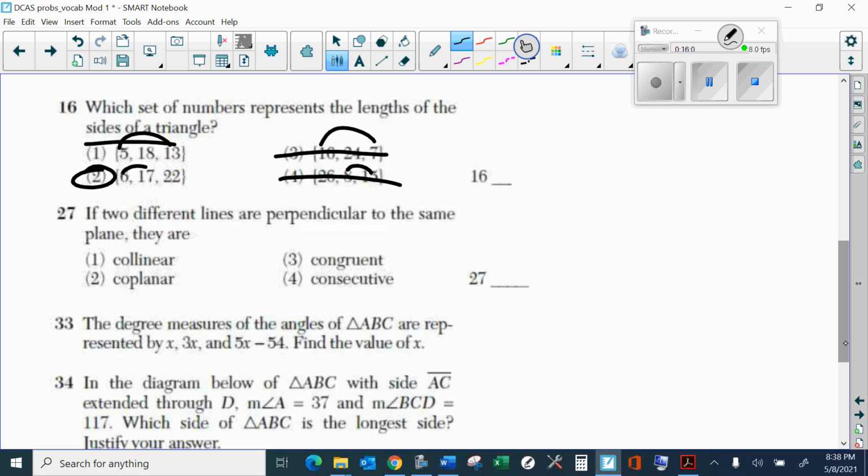If two different lines are perpendicular to the same plane, they are not consecutive. The lines can't be congruent. They're different lines. Collinear means same line, so that's easy. So it's going to be in the same plane. Coplanar, same plane.